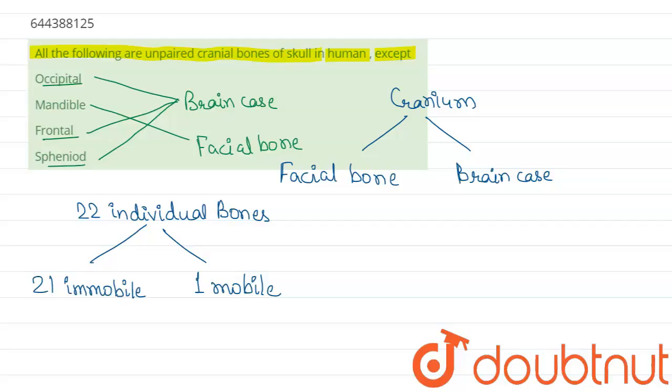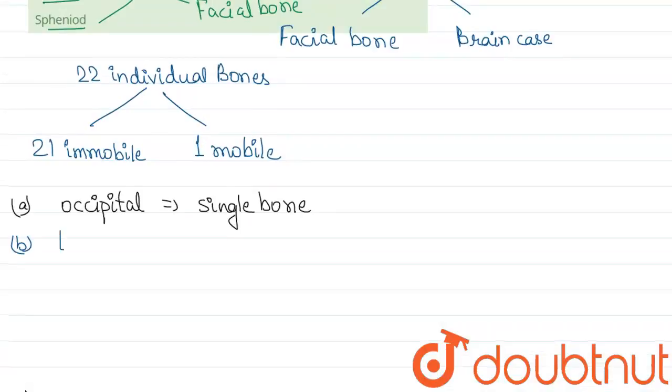The occipital bone is a single bone that forms the posterior skull and the posterior base of the cranial cavity. So the occipital bone is a single bone, that is, it is unpaired. Coming to the second option, we have the mandible. This bone belongs to the facial bones and represents the lower jaw, and this is also a single bone. As you know, we have only one major lower jaw, which is movable and the only movable bone of the skull. So this is also single.